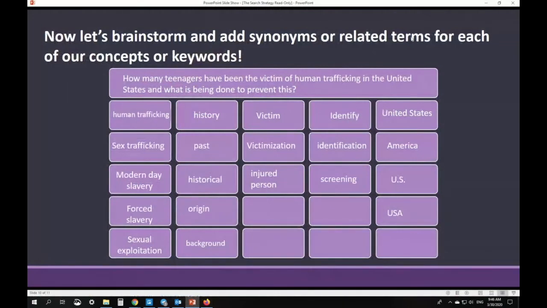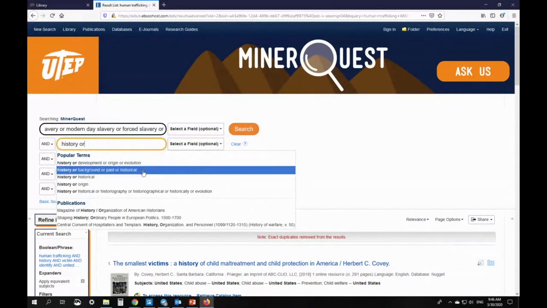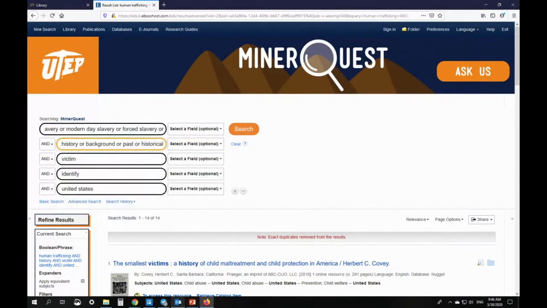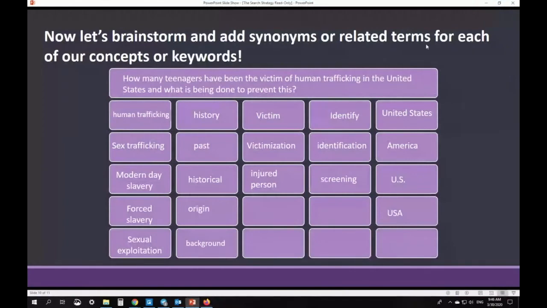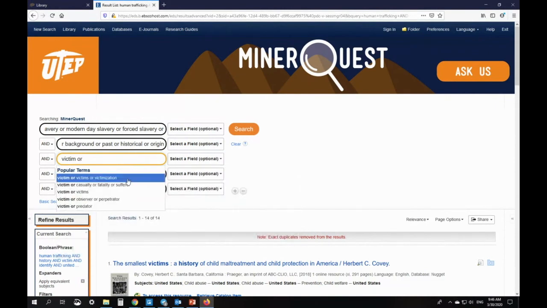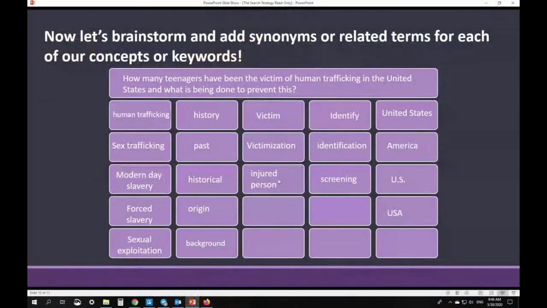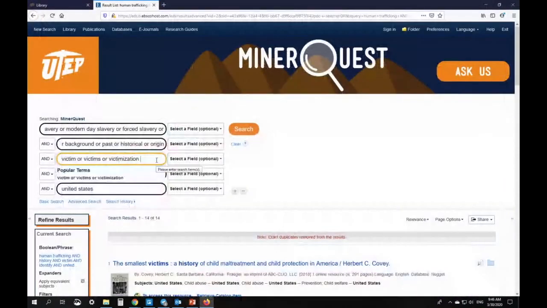For history, I have past, historical, origin, or background. So I'm going to type history or background, past, or historical. I'm missing the word origin from this one, so I can go ahead and use the auto-suggested term and add the word that I found. For victim, if I type the word victim, I see victims or victimization. So I'm going to use that suggested term, but I'm also missing injured person, so I'm going to type the word or injured person.